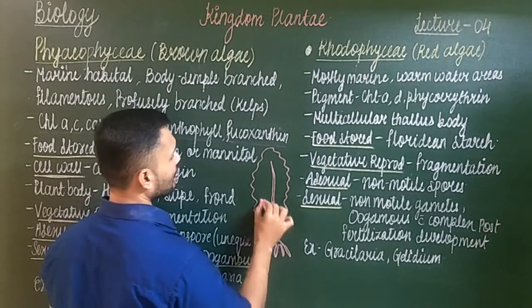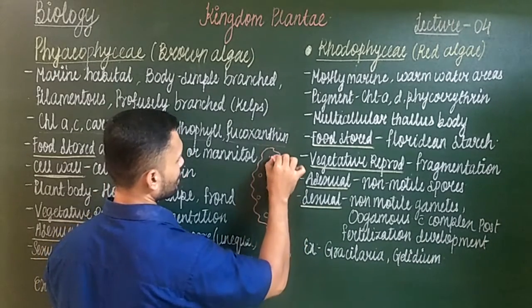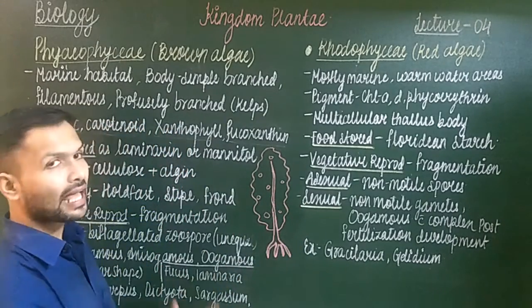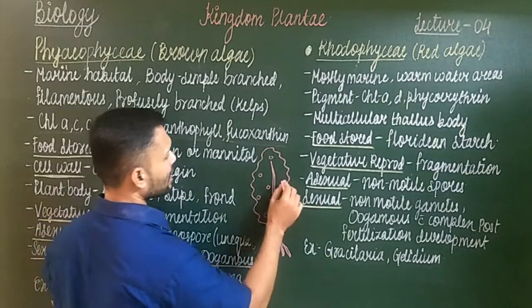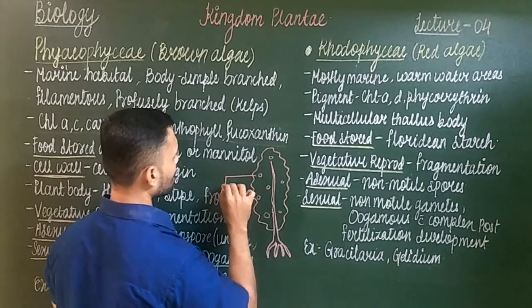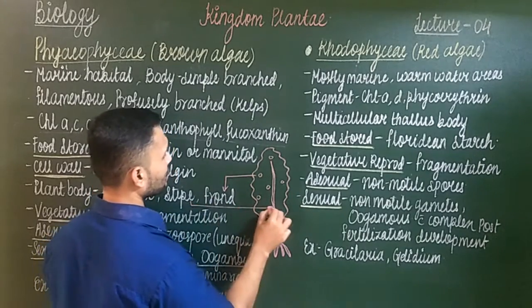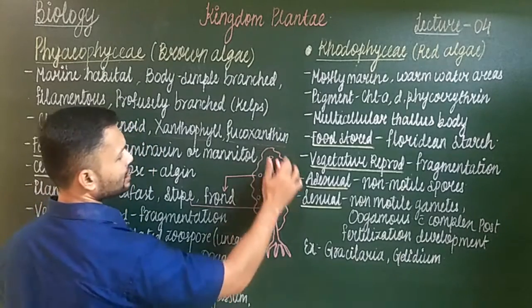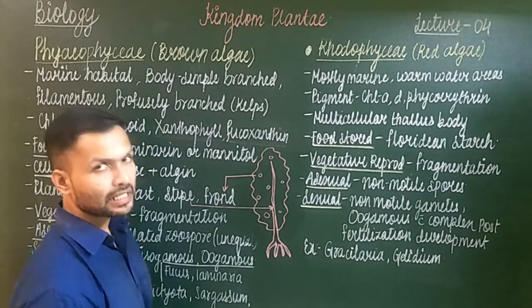So these have some empty pockets. So these are just a thallus structure. So this is known as the frond. The stem-like structure is known as the stipe. So the leaf-like structure which you see over here is the frond.